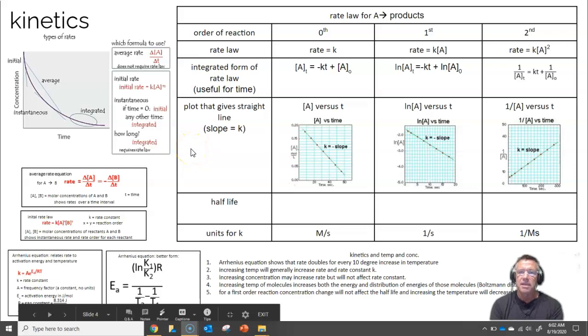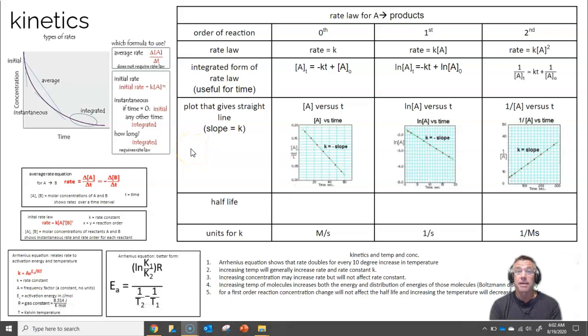Hey, this is Dr. B, and I'd like to introduce you to the rates unit, also known as kinetics, as you see here. This is a one-page summary which shows you everything that you'll be learning about kinetics.